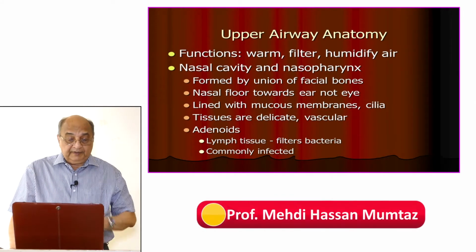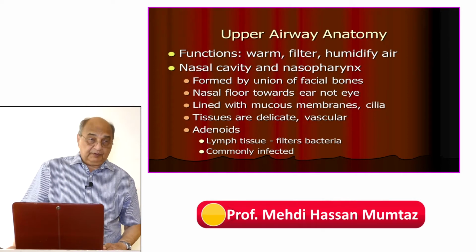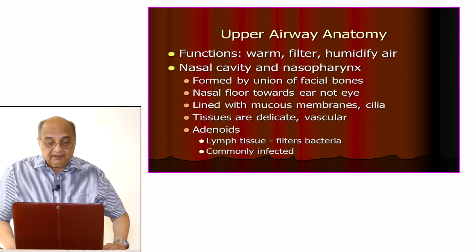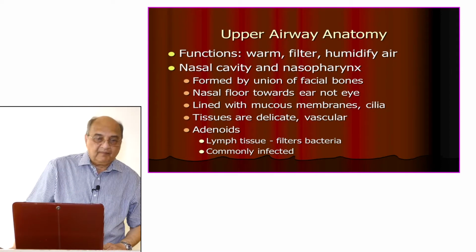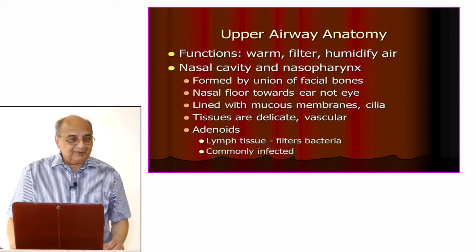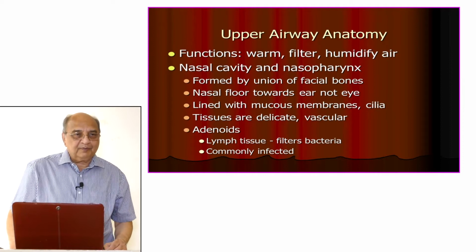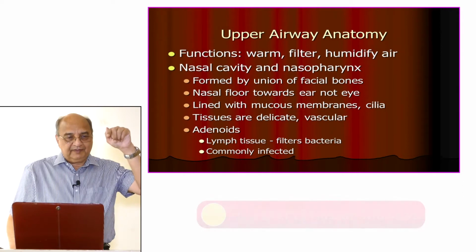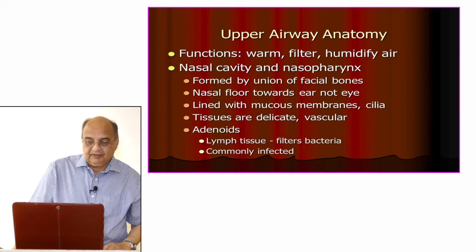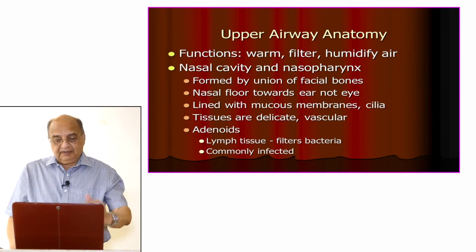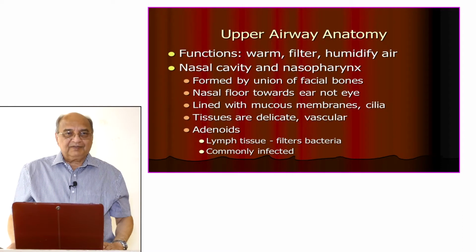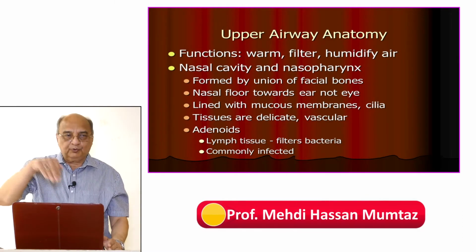Nasal cavity and nasopharynx is formed by the union of facial bones, and the nasal floor is towards the ear, not towards the eyes. So when you are putting a nasopharyngeal or nasogastric tube in, you should always remember it, because it should not go like this. When it goes into the nasal cavity, it should go like this, directly towards the ear, not towards the eyes, because that's the direction of the nose.